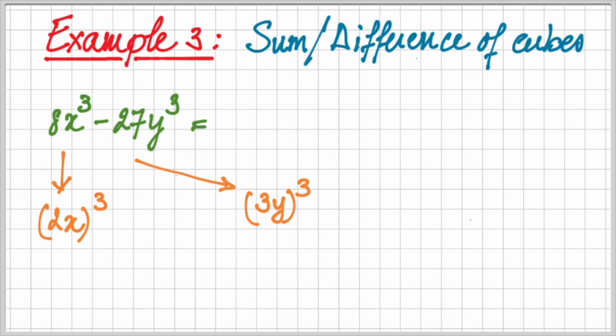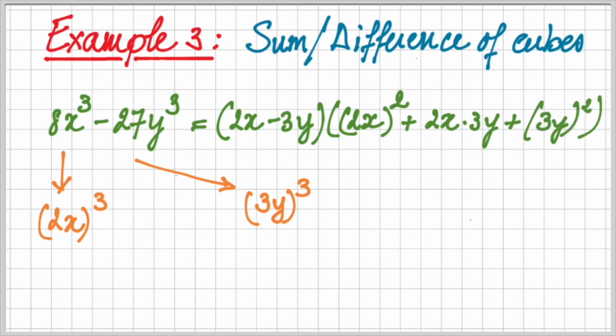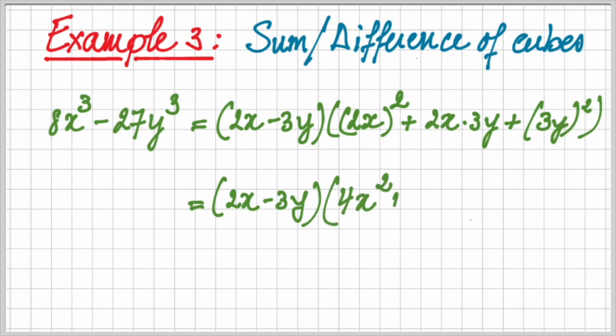When we apply the formula for the difference of cubes, we can say that it can be rewritten as (2x minus 3y) multiplied by (2x) squared plus 2x times 3y plus (3y) squared. When we continue with this expression, we can rewrite the second part as 4x squared plus 6xy plus 9y squared. So basically we could factorize 8x to the power 3 minus 27y to the power 3 into the special product (2x minus 3y) multiplied by (4x squared plus 6xy plus 9y squared).